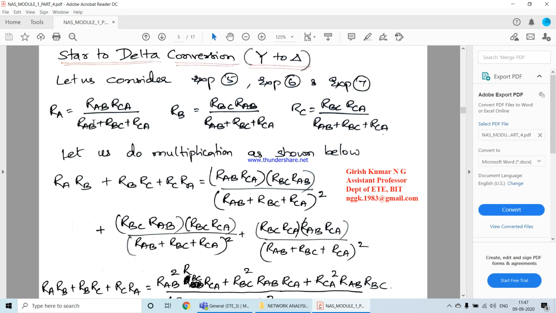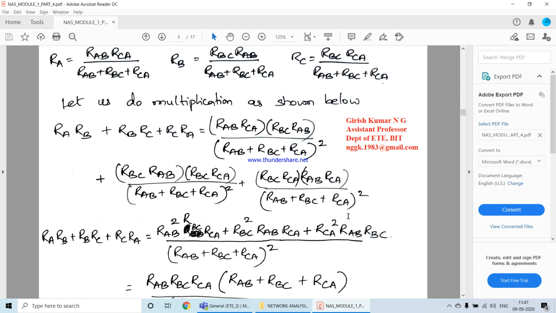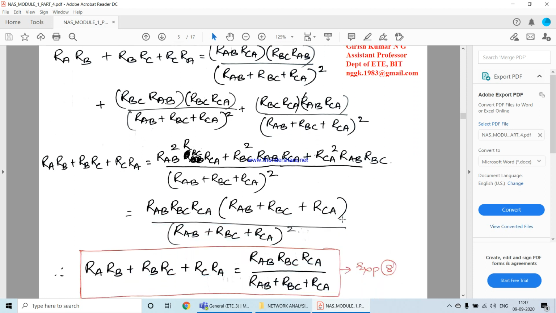For that, again you take expression 5, expression 6 and expression 7, which are the expressions for RA, RB and RC. Now you need to do some jumbling in terms of mathematics. You multiply RA with RB, then RB with RC, and then RC with RA. You get RA RB plus RB RC plus RC RA. Once you multiply and add all these, you should do the same thing for the right hand side terms also. So finally, after doing everything, this is what you get.